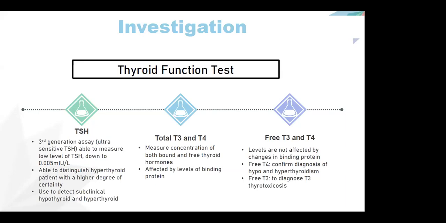We also can measure free T3 and free T4. And this measurement is more physiologically relevant and more accurate to indicate thyroid function, as the levels are not affected by the protein. So free T4 is used to confirm diagnosis of hyper and hypothyroidism, while free T3 is useful to diagnose T3 thyrotoxicosis.